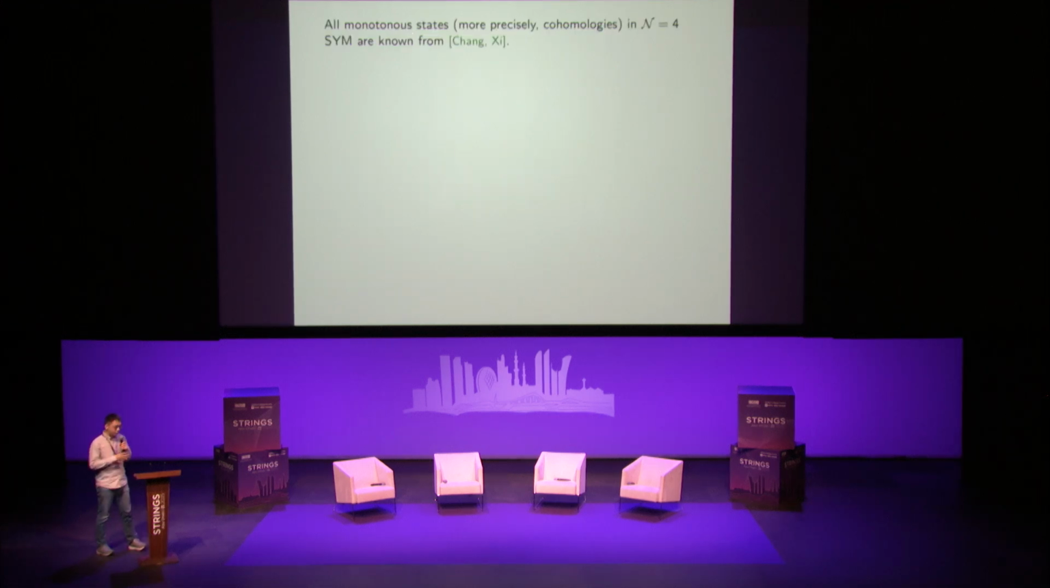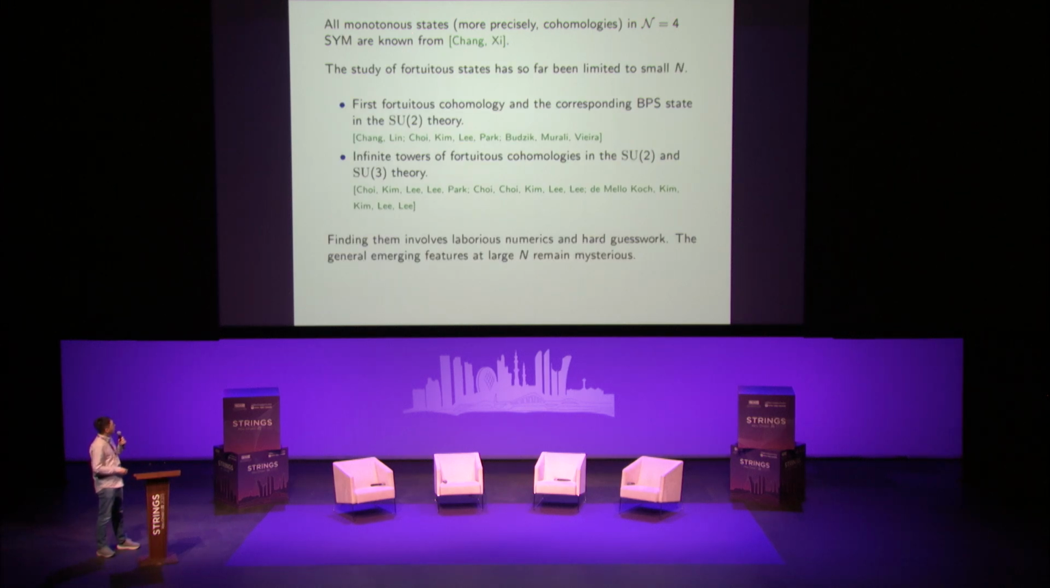Good. Now, because of these differences, our understanding of monotonous states versus fortuitous states are on very different footing. We know all the monotonous states, or more precisely, the representative of cohomologies, in the n equals 4 super-Yang-Mills theory from an old paper by Chang and Shi. However, the study of fortuitous states has so far been quite limited to small values of n. So here I listed some references which explicitly study these states or cohomologies when n is equal to 2 or 3.